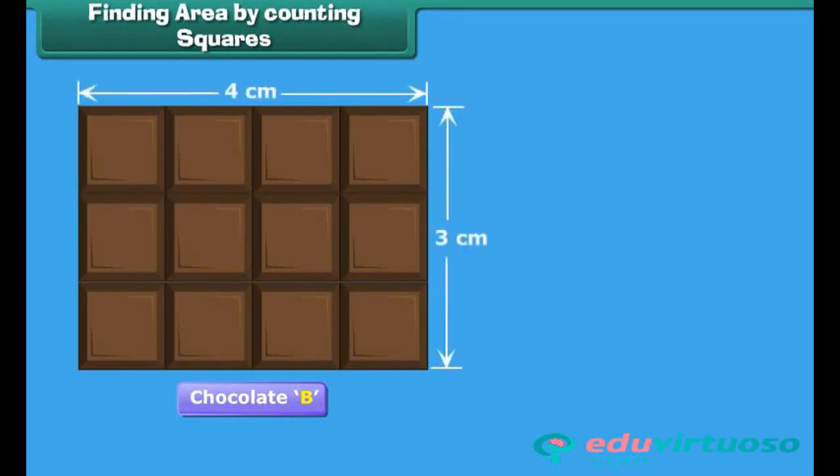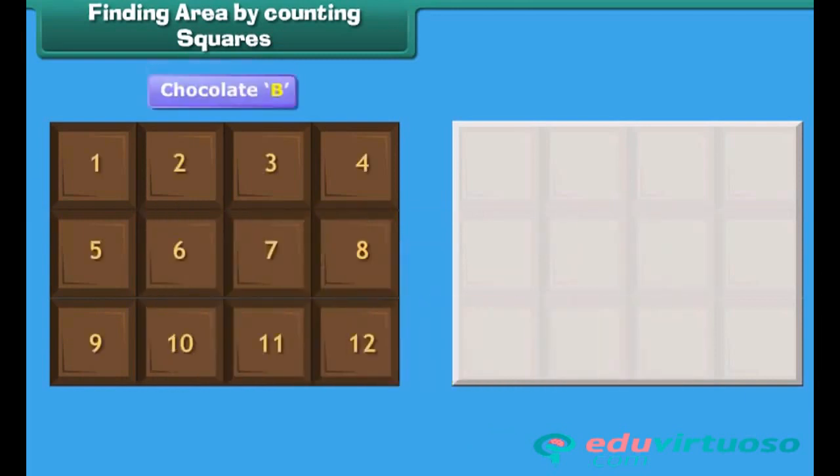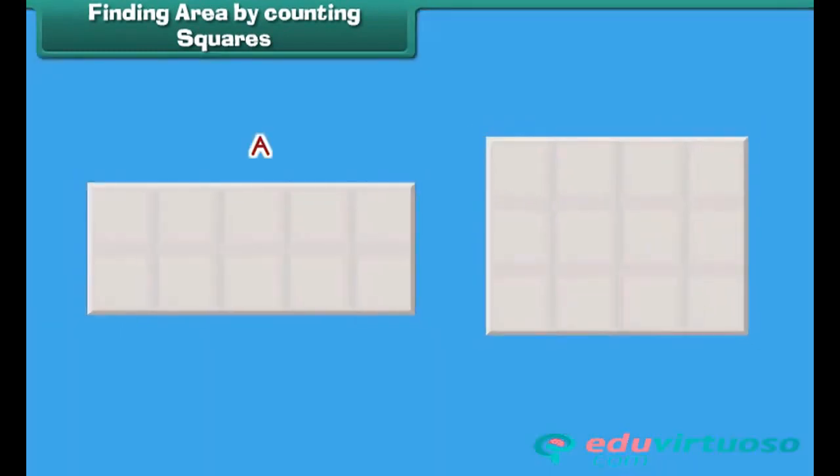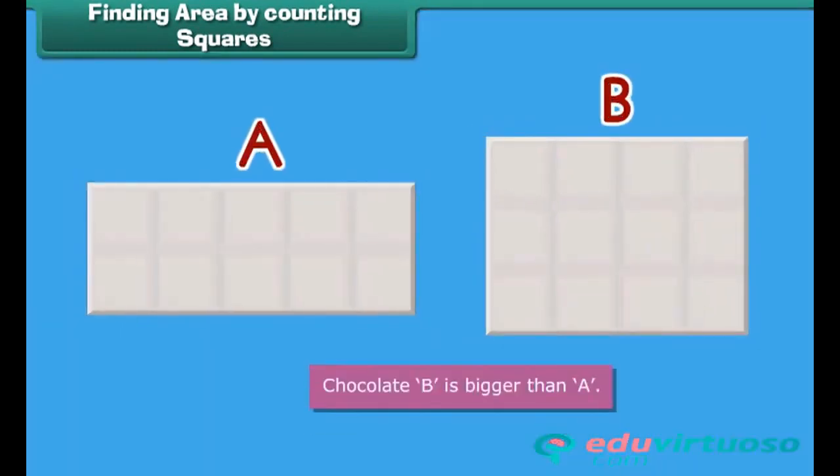The length of the chocolate B is 4 centimeter. Its width is 3 centimeter. So, 4 squares can be arranged along its length and 3 squares can be arranged along its width. In total, 12 squares can be arranged on this chocolate. Can you tell what would be its area? Very easy. It's 12 square centimeters. So, among chocolates A and B, chocolate B is bigger in size.